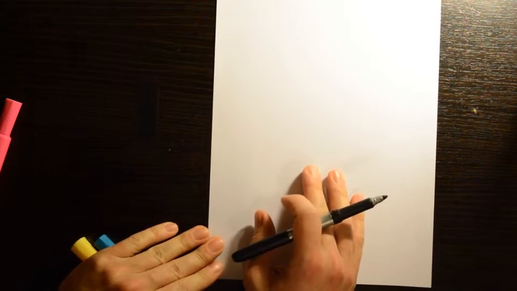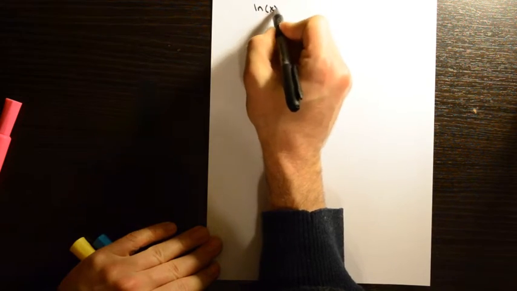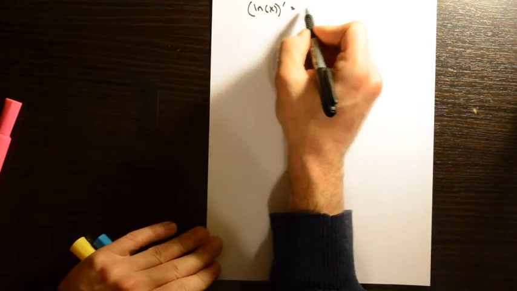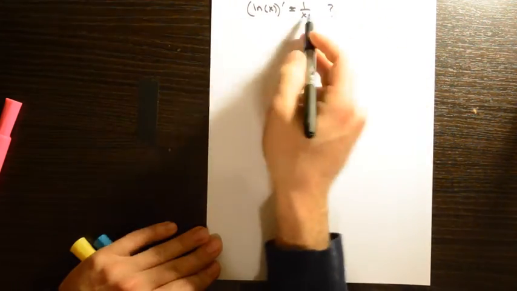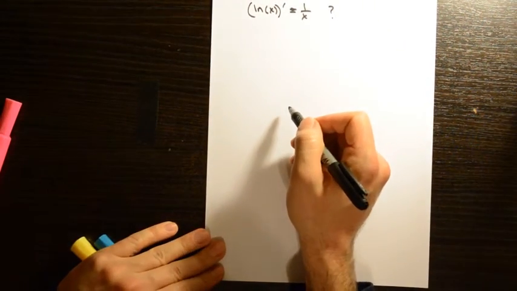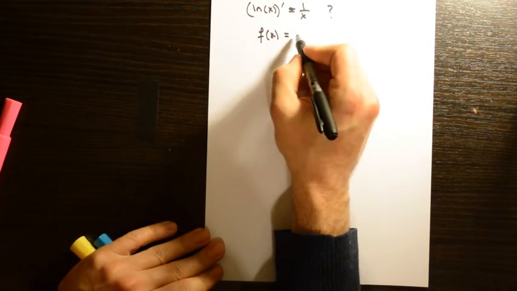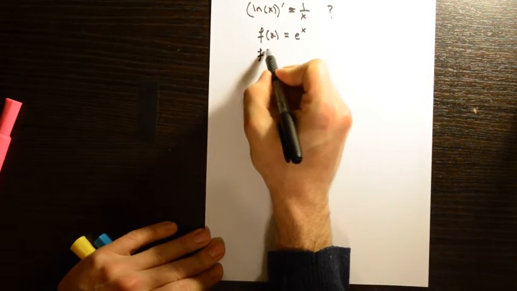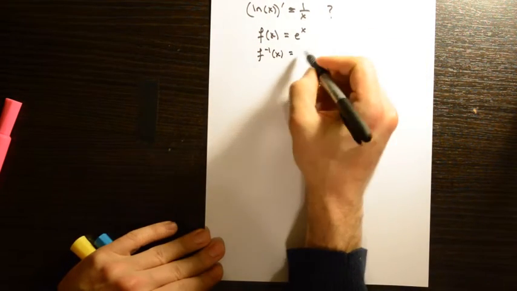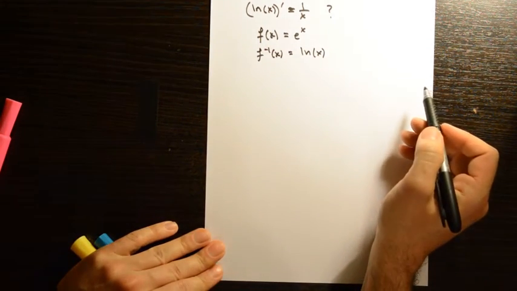In the final part of this video, let's try and understand where the formula natural log of x prime equals 1 over x comes from. So what's the idea of this formula? Well, the story of this formula starts with the exponential function. And the inverse of the exponential function is what we call the natural logarithm of x.